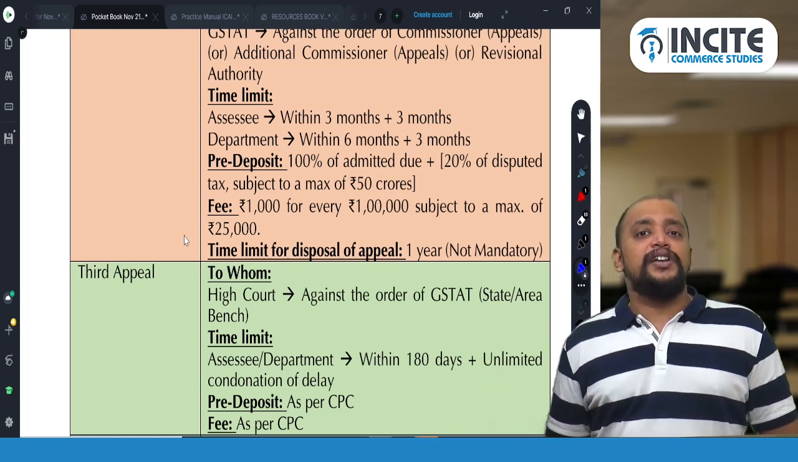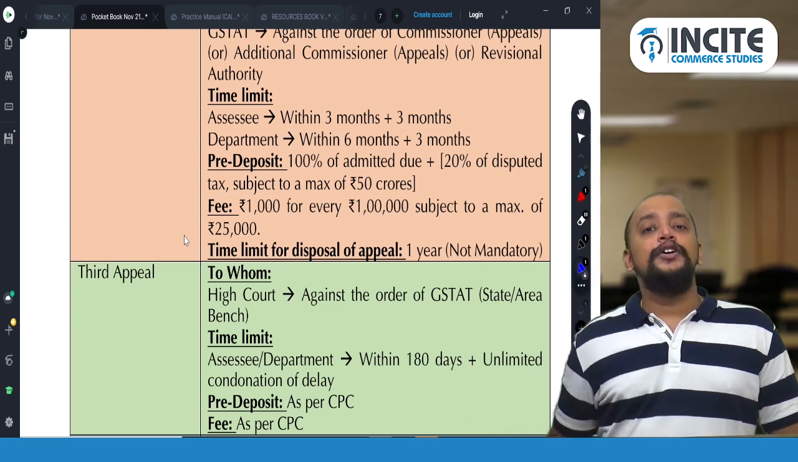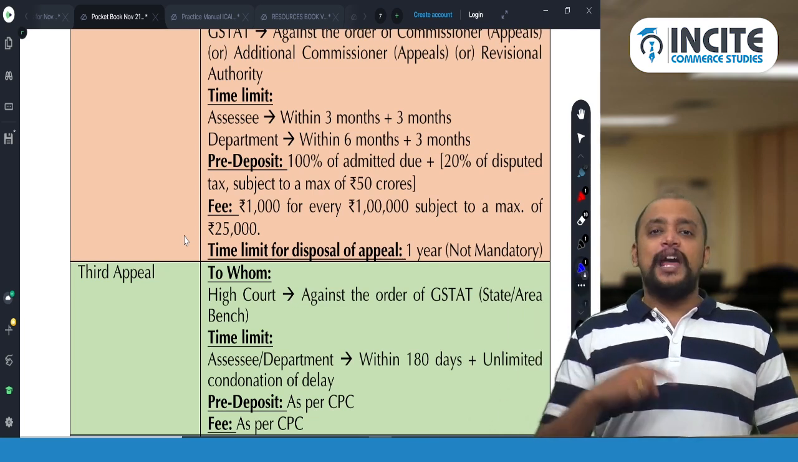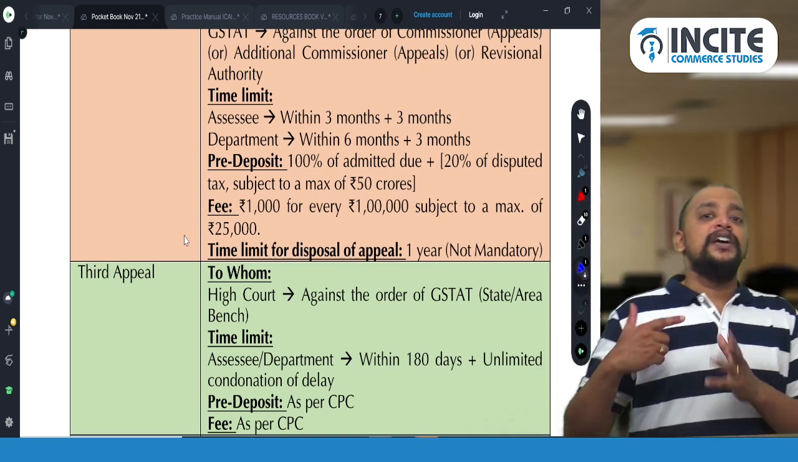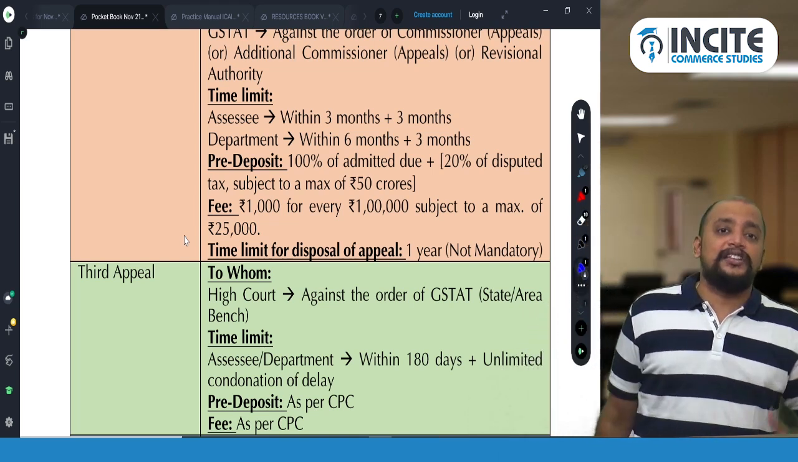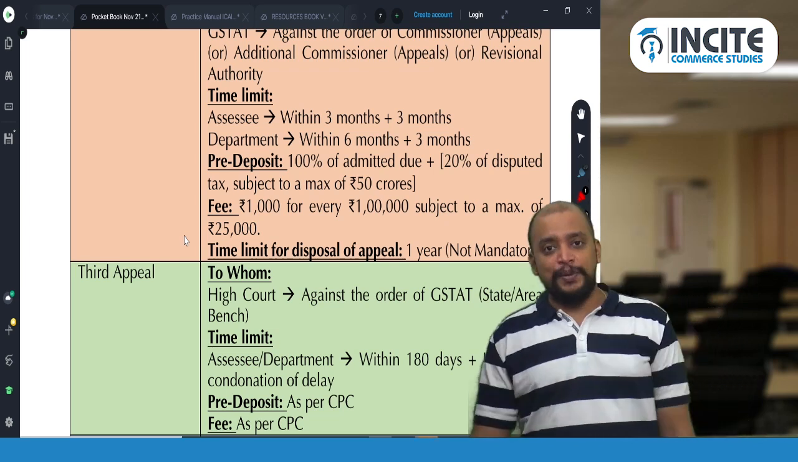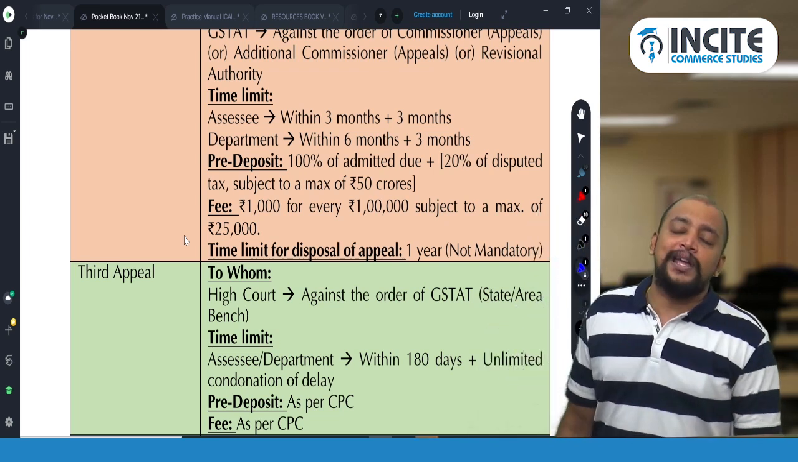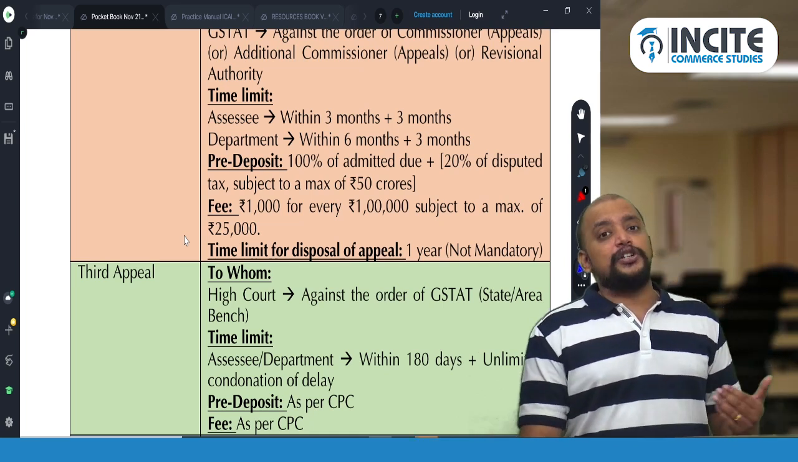And still, if you have any dispute in the second appeal, in that disputed tax, you pay 20%. Already I paid 10% as disputed tax on the first appeal. Now whatever is the disputed tax in the second appeal, I pay an extra 20%. Not that I already paid 10, so I will pay an extra 10. No, an extra 20% I need to pay. Again, what is the extra amount that I am paying here? 20% of the disputed tax. But that is subject to a maximum of 50 crores.